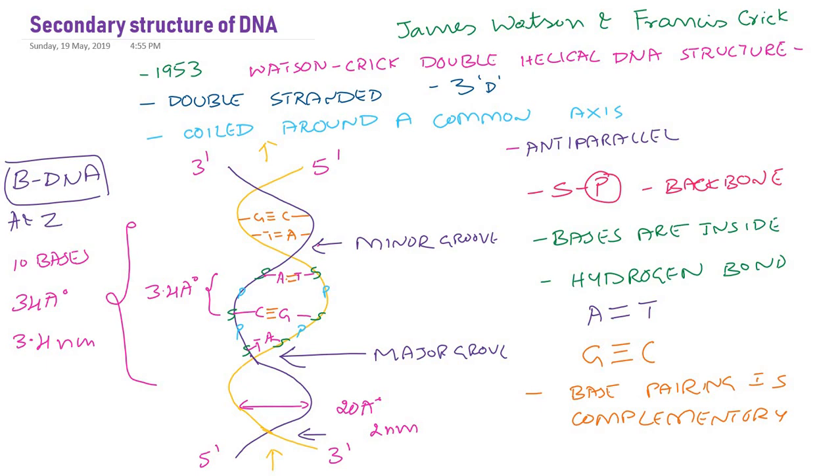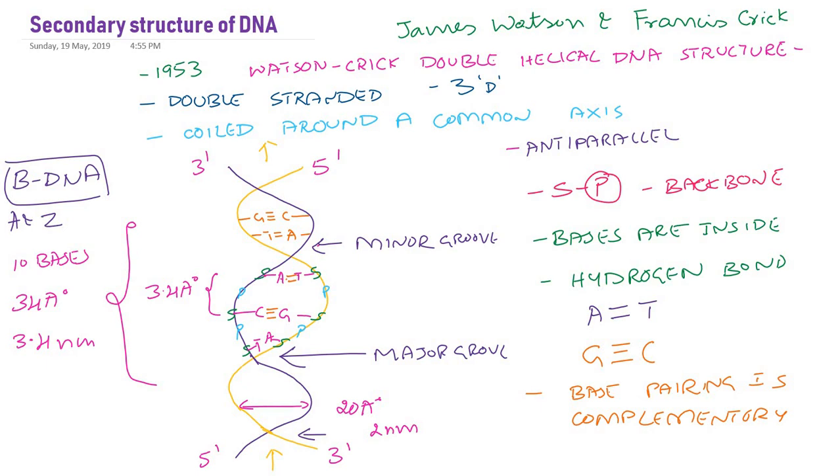Whatever I have explained here, the numbers, is only applicable for B DNA. In A and Z DNA, the major groove, minor groove, the angle between bases and the sugar and phosphate backbone, everything is different. Even the number of bases per turn may be different. In B DNA, the number of base pairs per turn is always 10. So with this, we should know the rule related to this base pairing.